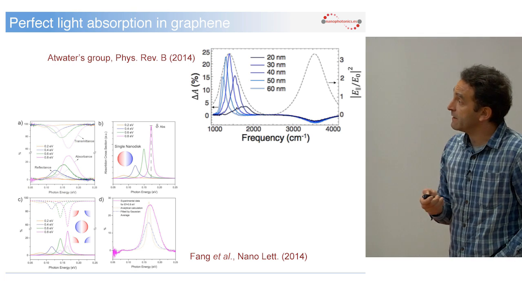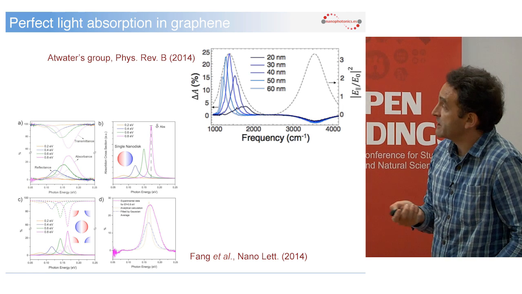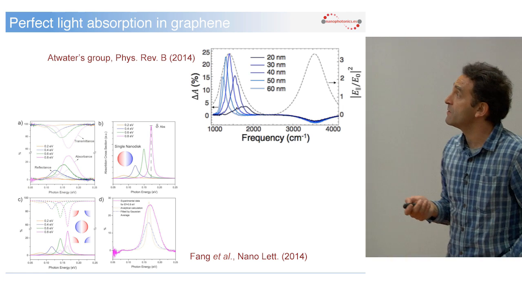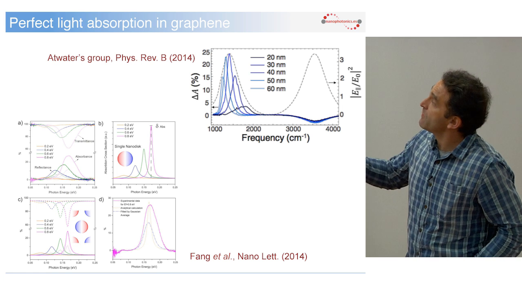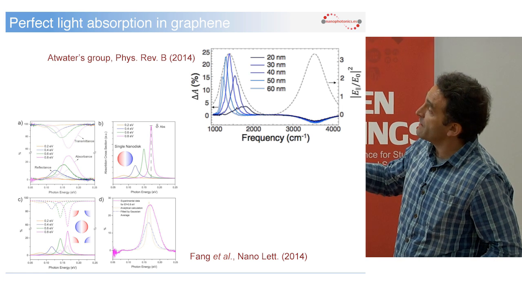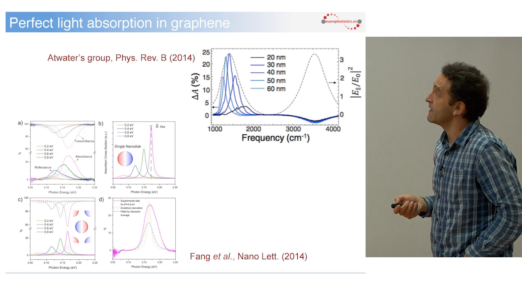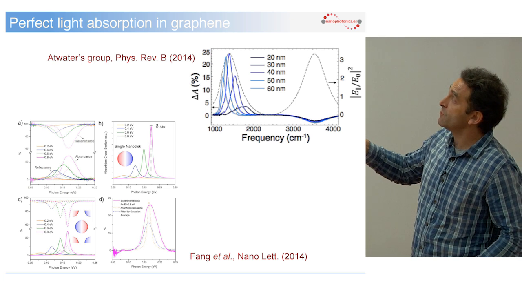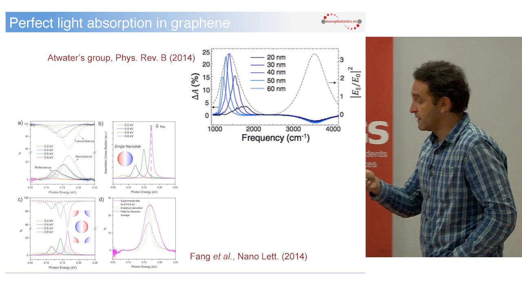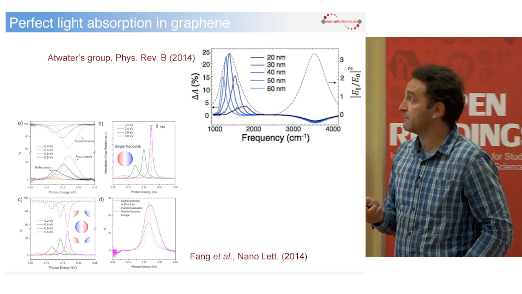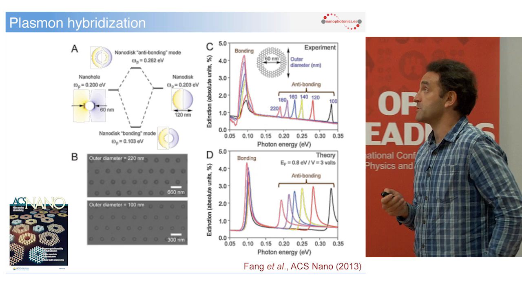So these are the 2 experiments that were published a couple of years ago, also in this direction, where basically it is reported 25 or 30 or so percent absorption for a single graphene layer that is actually tunable. So you can tune back and forth between high absorption and almost negligible absorption.